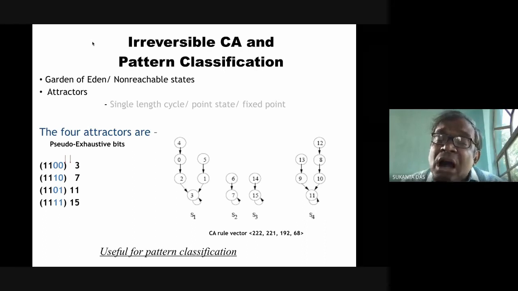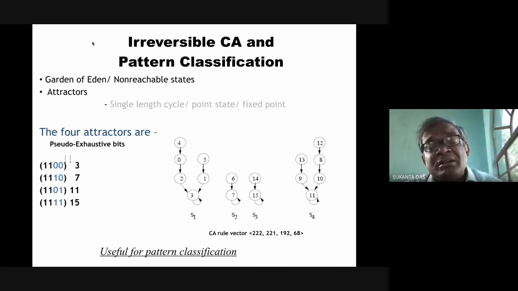Now how can it recognize a pattern? Suppose you have designed the machine. Your machine is the CA with rule vector 222, 221, 192, and 68. Now the machine can recognize the patterns. I claim so. Suppose you are giving input 4, only 4.